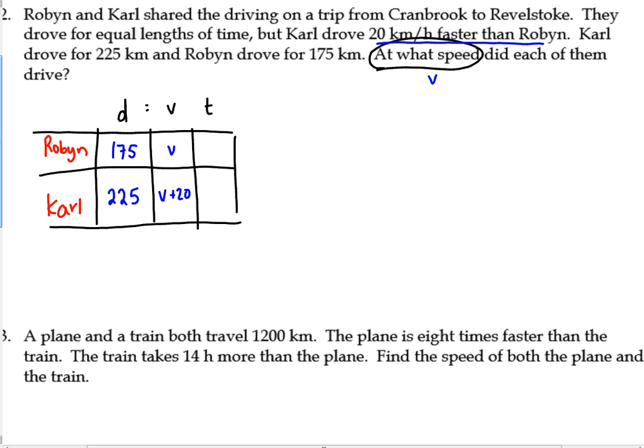So now our third step is to use the formula to fill in the third column. So what's the relationship between d and v? If time is equal to what? D over v. So our distance divided by v, so 175 divided by v. And Carl would be 225 divided by v plus 20.